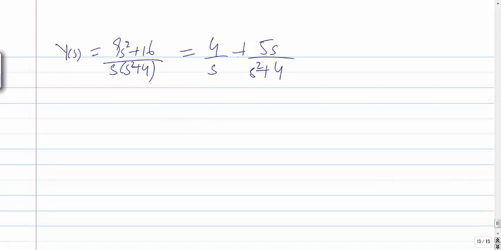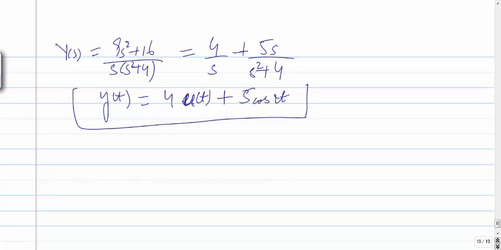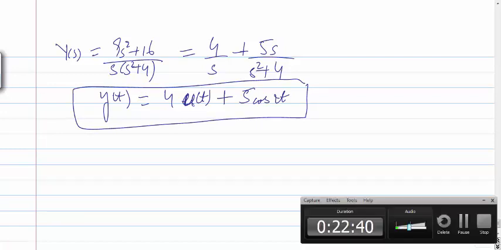Now it is easy to apply the inverse Laplace, so y of t becomes 4 u of t, because 1 over s is just u of t. U of t means that you are multiplying with the step input. Similarly, for the other term it becomes 5 cos of 2t. So this is the solution we can calculate using the Laplace transform. Let me stop here.